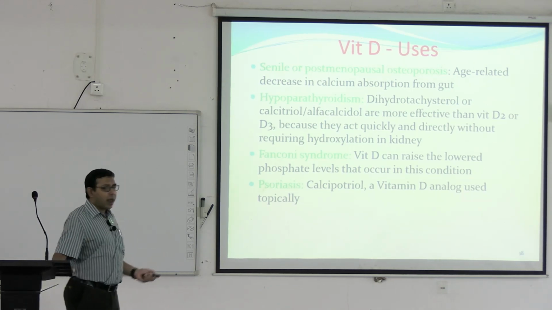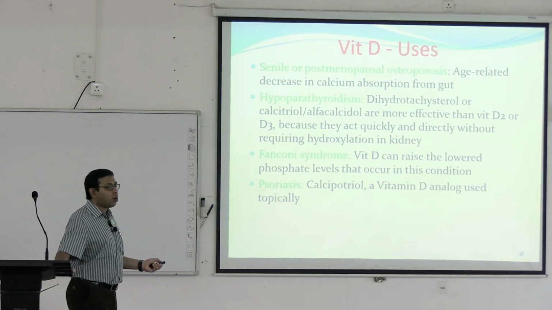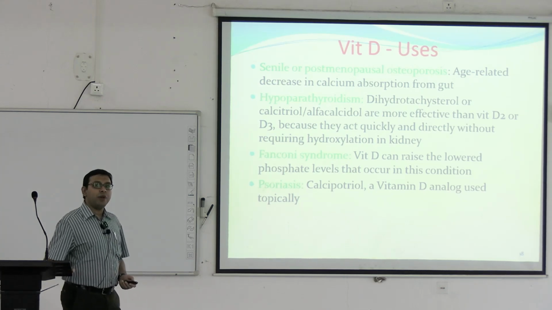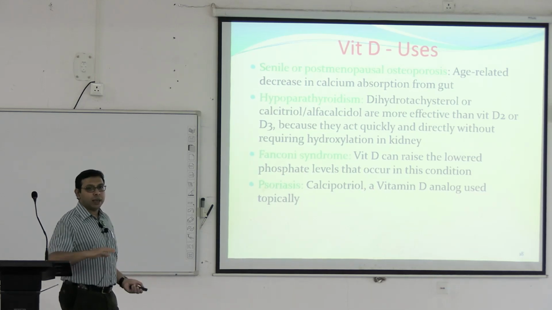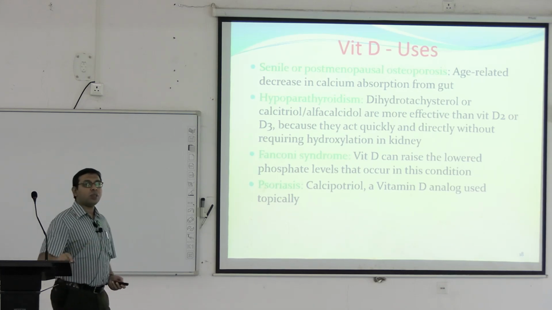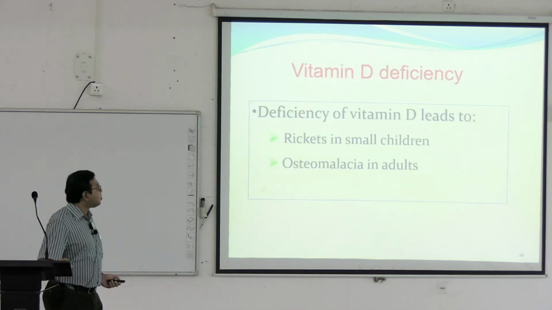Fanconi syndrome is another condition where vitamin D can raise the lowered phosphate levels. Psoriasis is a skin disease where vitamin D is also effective. Calcipotriol is a preparation of a vitamin D analog that is used topically as a cream or ointment in psoriasis. So these are the areas where vitamin D can be used. These are the indications of vitamin D.